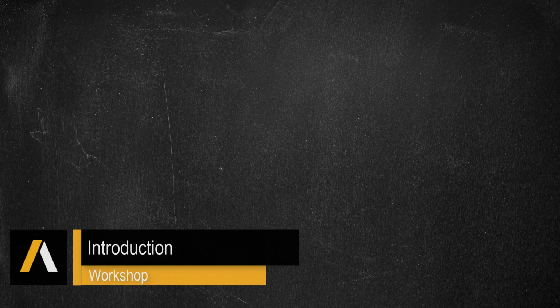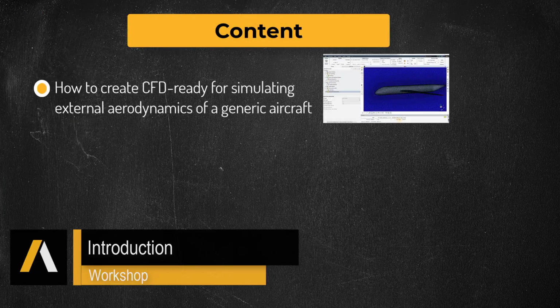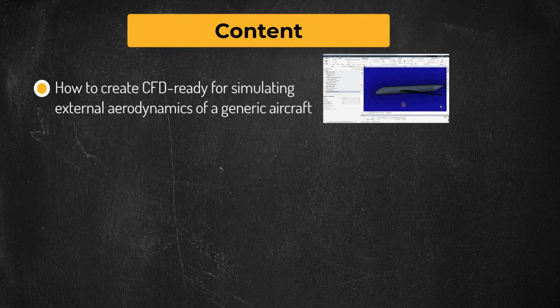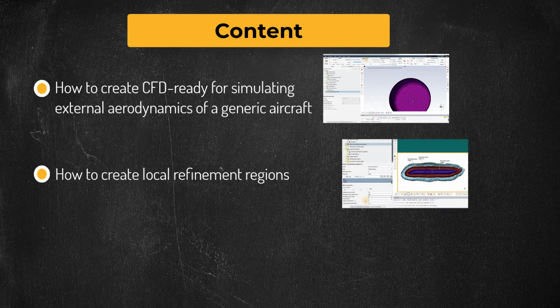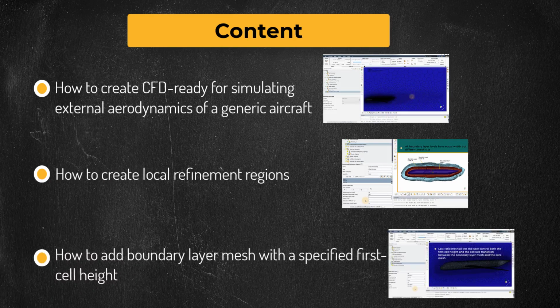Hello and welcome. In this workshop, we will demonstrate how to use the Ansys Fluent Meshing Watertight Geometry workflow to generate a simulation-ready mesh that can be used to study the external aerodynamics of a generic aircraft geometry. Specifically, we will focus on creating local mesh refinement zones and adding boundary layers with a specified first cell height. Let's get started.